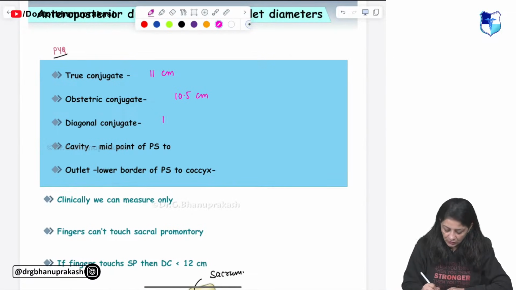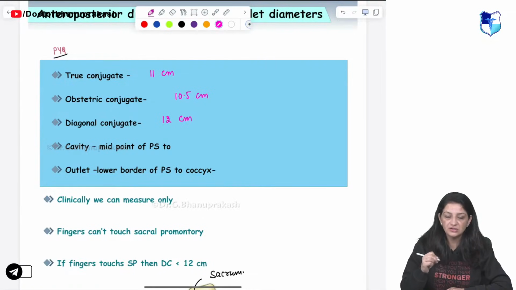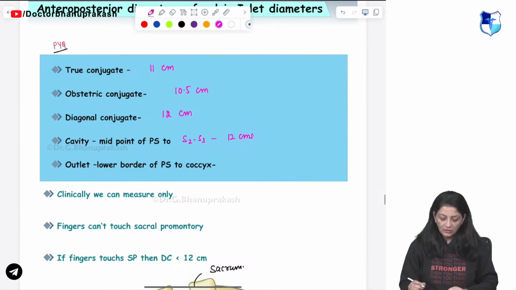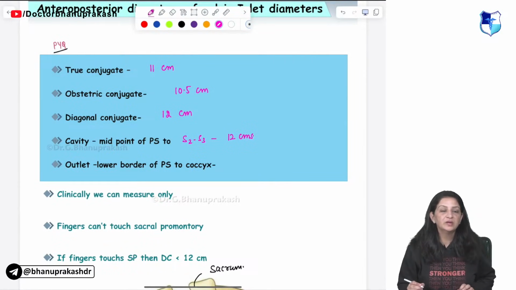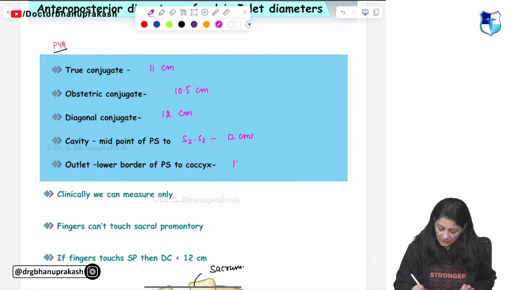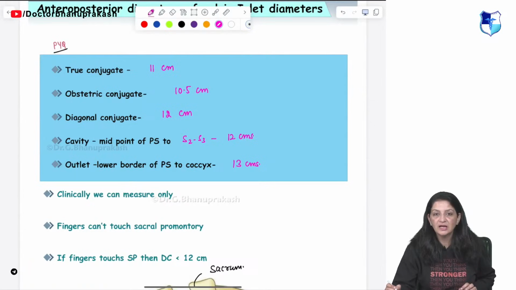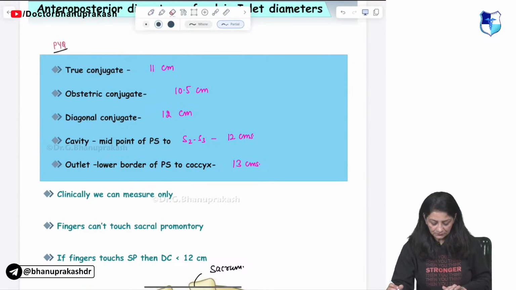Obstetric conjugate, 10.5 centimeters, is the diameter. Diagonal conjugate is 12 centimeters. Cavity, pubic symphysis to S2 and S3, is around 12 centimeters. Outlet, lower border of the pubic symphysis to coccyx, is around 13 centimeters. So these are the anteroposterior diameters of the pelvis.